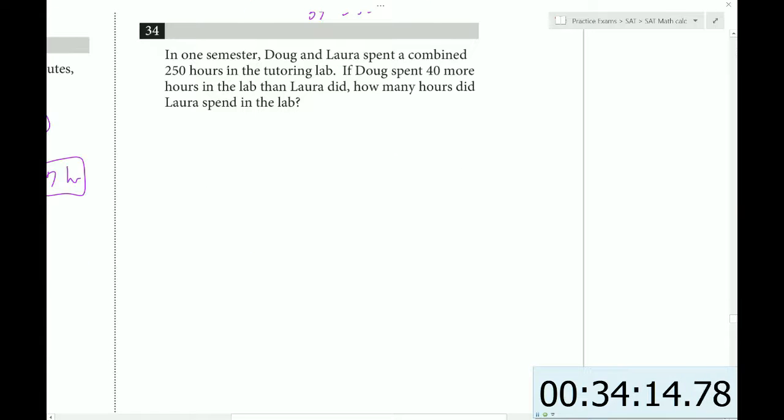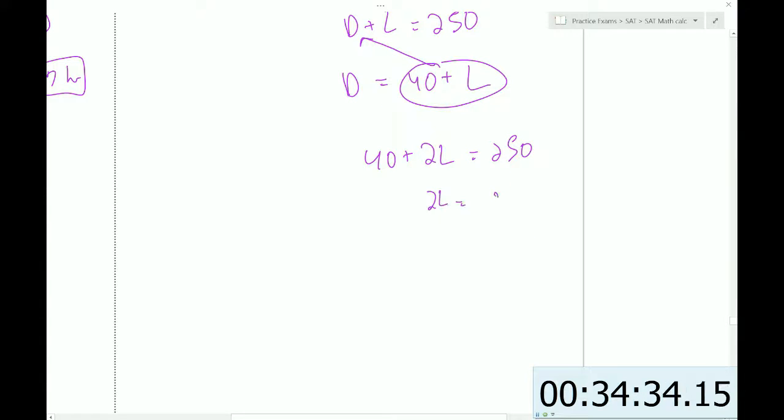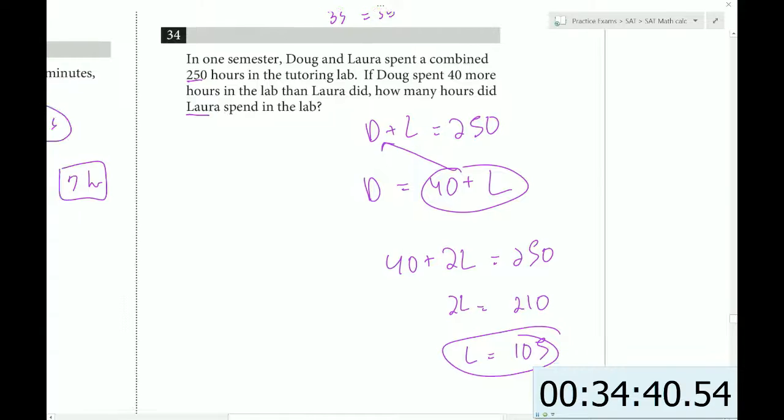In one semester, Doug and Laura combined spent 250. Okay, Doug plus Laura equals 250. Doug spent 40 more than Laura. So plug that in for Doug: 40 plus L plus another L is 2L. Okay, and then subtract 40. So we would get 210, and then divide, and we get 105 for Laura. See what they're asking for, Laura. So that's finished.